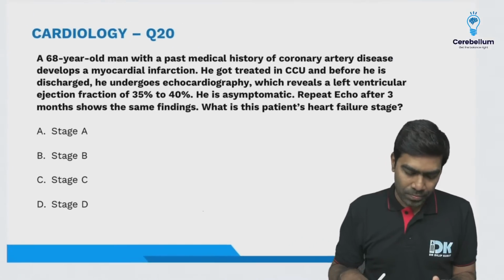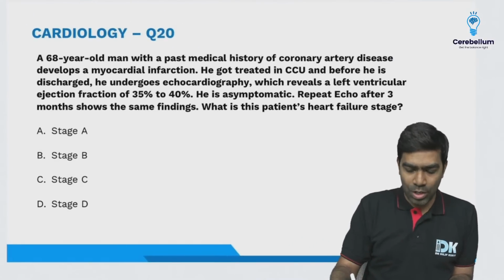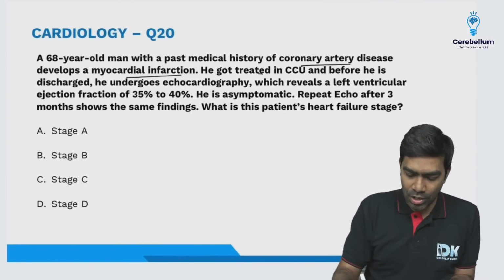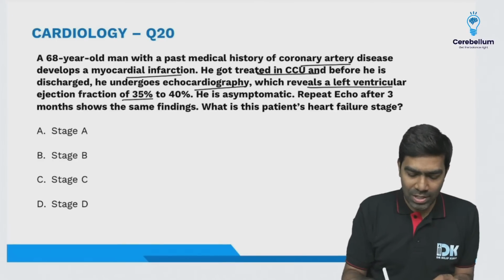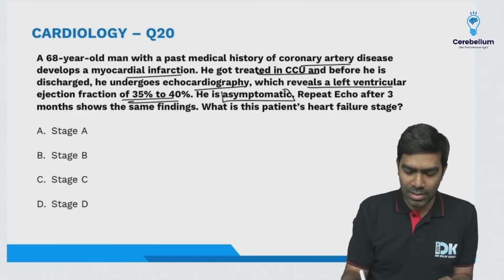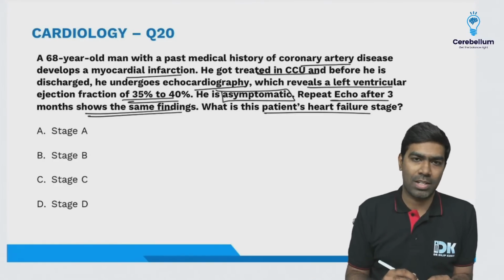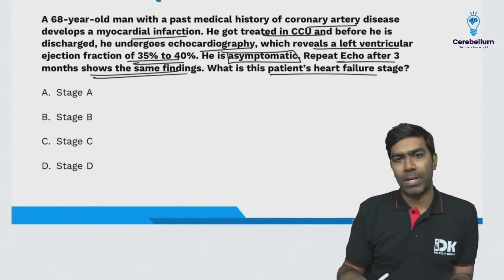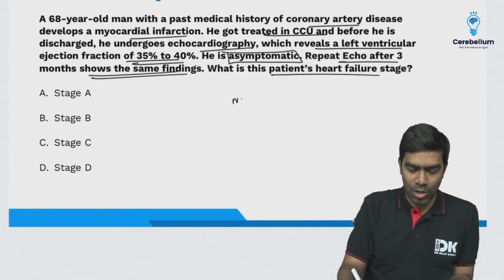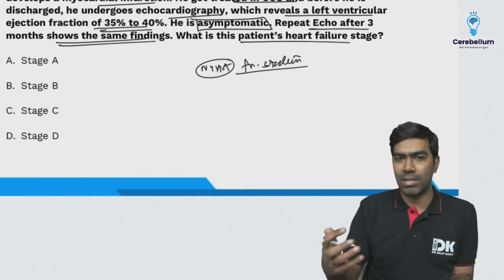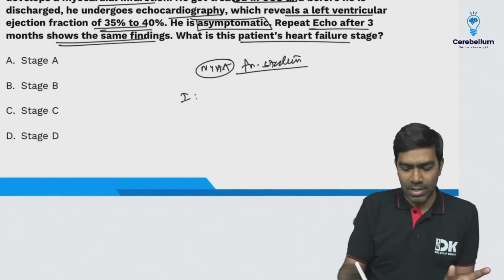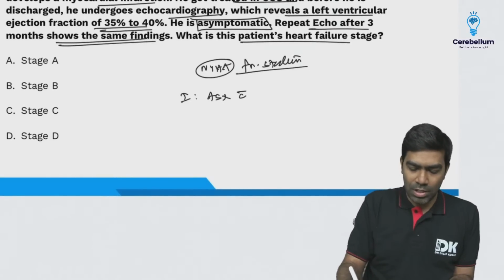Final question. A 68-year-old man with a past medical history of coronary artery disease develops a myocardial infarction. He got treated in CCU, and before he's discharged, undergoes echocardiography, which reveals an LV ejection fraction of 35 to 40%. He is completely asymptomatic. Repeat echo after 3 months shows the same findings. What is the patient's heart failure stage? This is based on the ACC/AHA heart failure stage. NYHA is very important. You know, NYHA is a functional status. It's totally based on the patient's functional capacity and symptoms. NYHA class 1 means the patient is totally asymptomatic with usual activities.